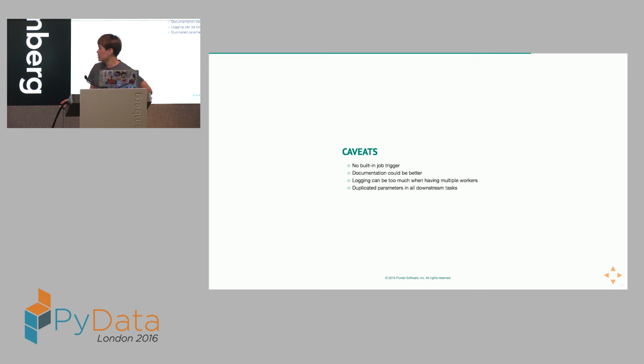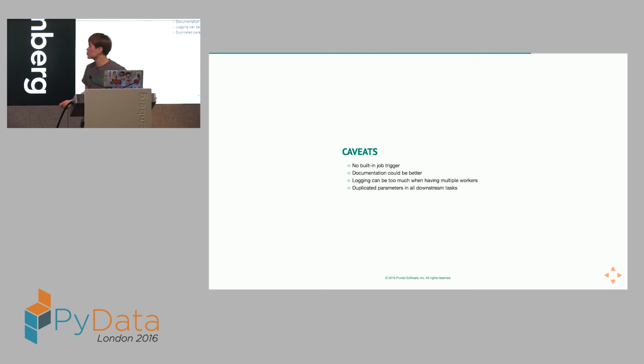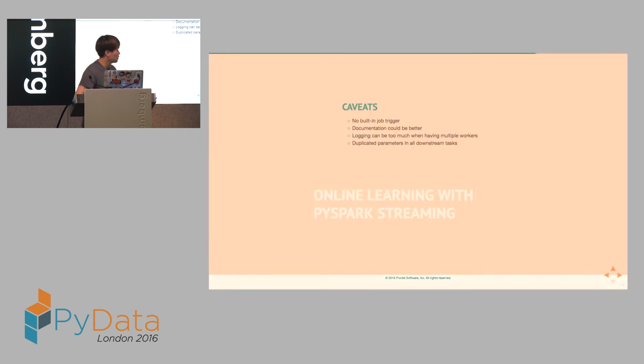Of course, there are some caveats. You don't have a built-in job trigger, so we still have to use a cron job. The documentation could be better. Logging is quite OK, but when you have multiple workers, it could cause much hassle. And if you have many tasks, there could be a problem with the parameters because you have to pass all of them as well.